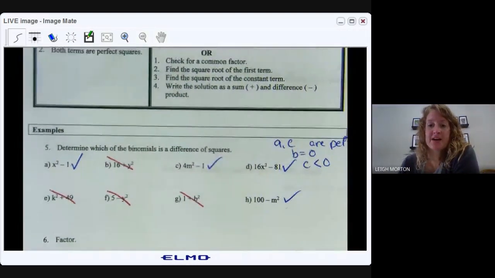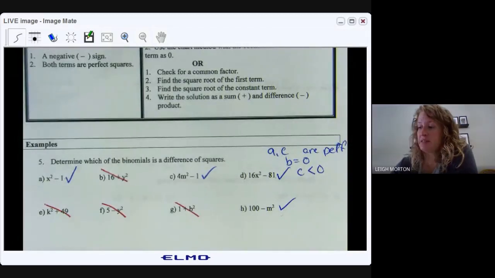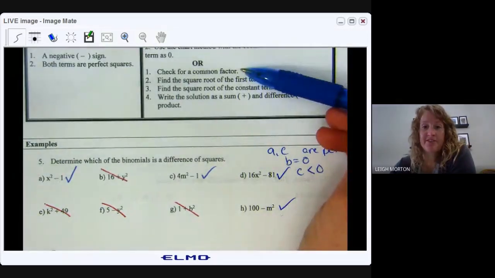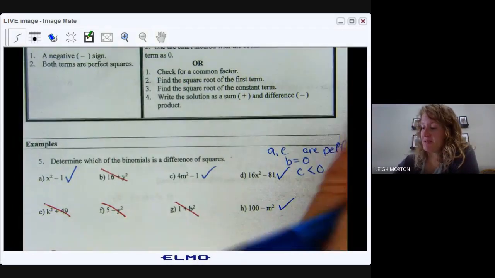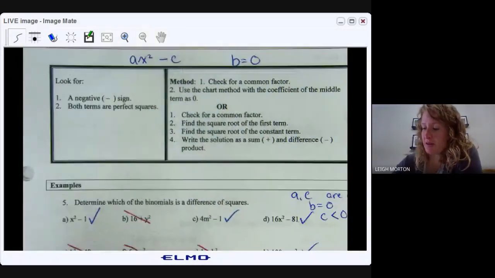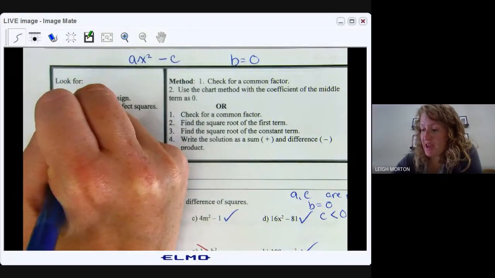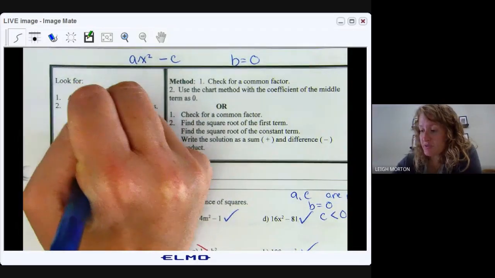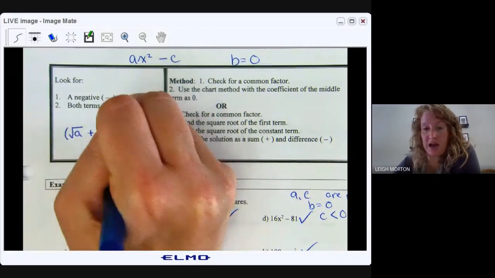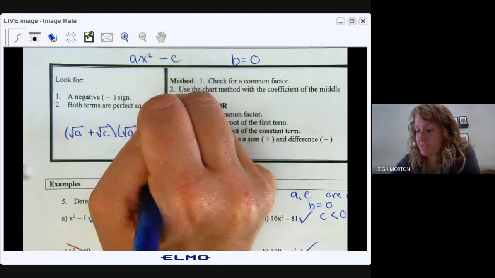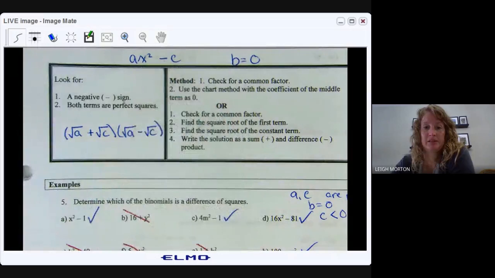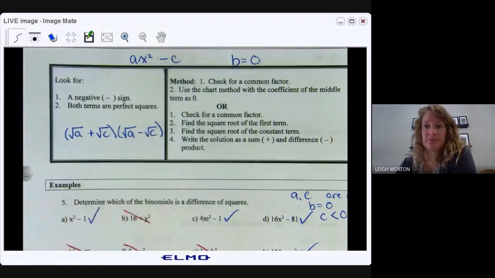So how do we factor these? Again, step 1, always find the greatest common factor. Then step 2, I'm going to write it out here. So my factor is root A plus root C times root A minus root C. So we square root them, we add, and we subtract.